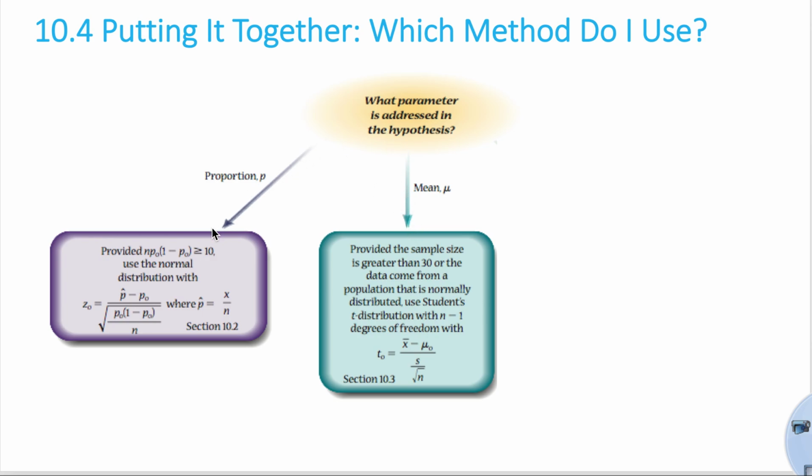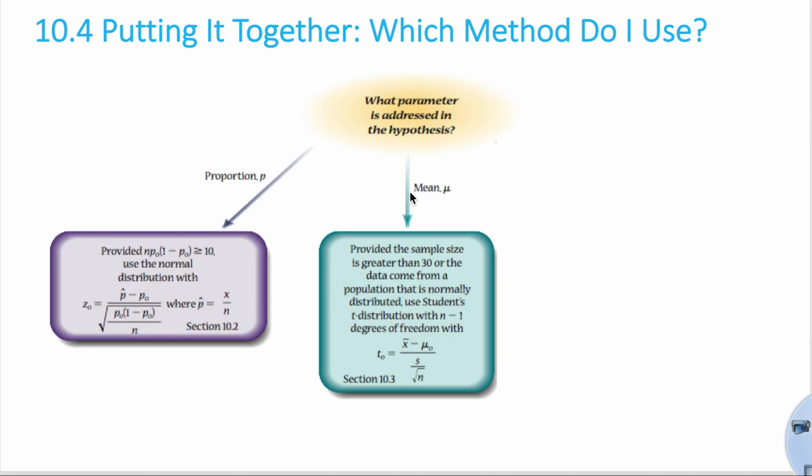If it's a proportion, make sure that your three requirements are met. We need to say it's approximately normal, which means n times p sub naught times 1 minus p sub naught has to be greater than or equal to 10. Also, your sample has to be less than 5% of the entire population, and it needs to be a random sample. Then you find your z value.